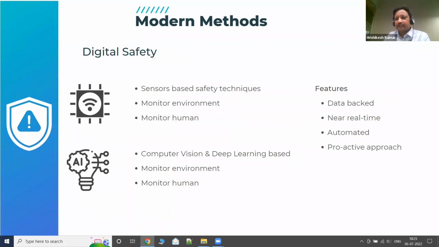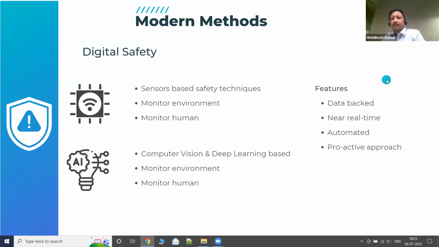So the modern methods, from different organizations, different startups, and also research centers, are coming with different methodologies. The two types of methodology which are very prevalent and have gotten scale are, one, hardware sensors to monitor the environment and the human being, and the second one is computer vision, right? Through the video feed or pictures which we get from the workplaces.